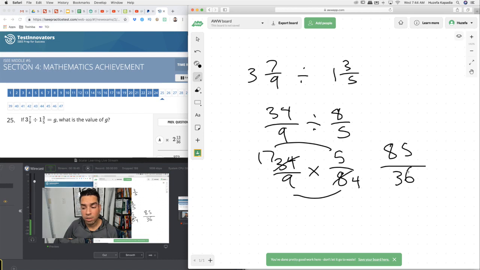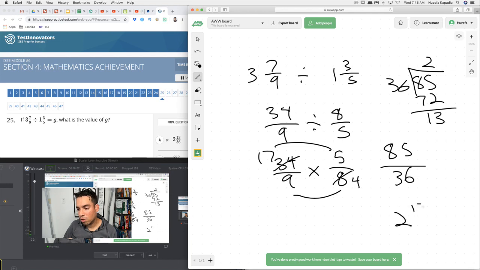Now let's convert back to a mixed number, which is what they've done, I can tell in the answers. So 36 goes into 85 twice. The remainder is 13. So it's 2 and 13/36.